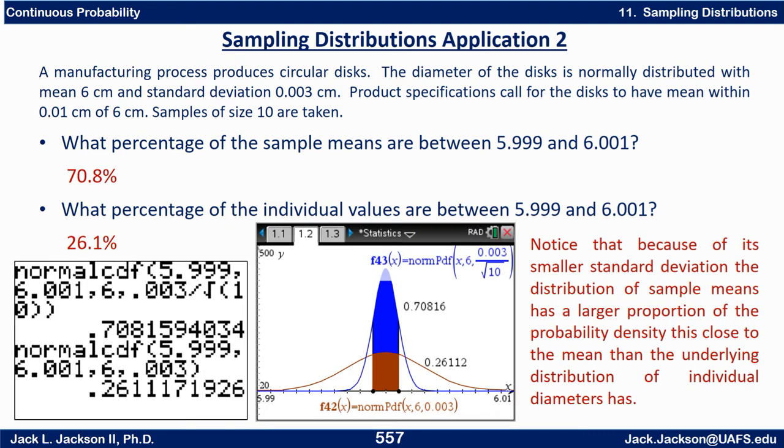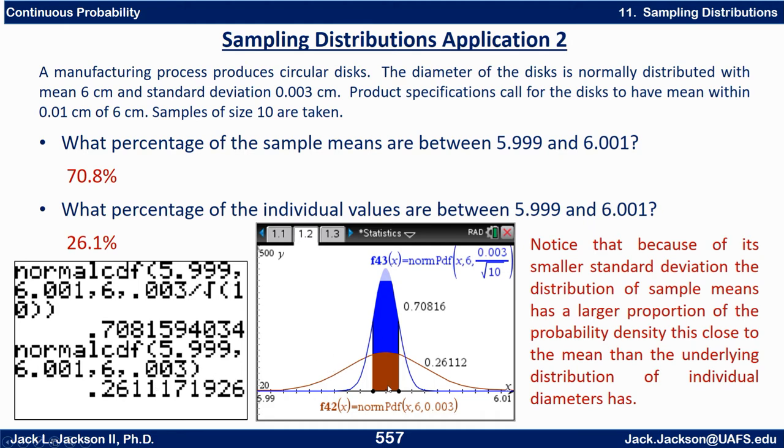Well, the percentage of the sample means that are between 5.999 and 6.001 is 70.8%. The percentage of individual values between the same two numbers is 26.1%. I found those with normal CDFs. So the first one was normal CDF from 5.999 to 6.001, mean of 6, standard deviation of 0.003 divided by the square root of 10. And that gave me this number here, about 70.8%. For the individuals, I did the normal CDF, same lower, same upper, same mean, but the standard deviation is just the 0.003. That gives me a much smaller probability there.